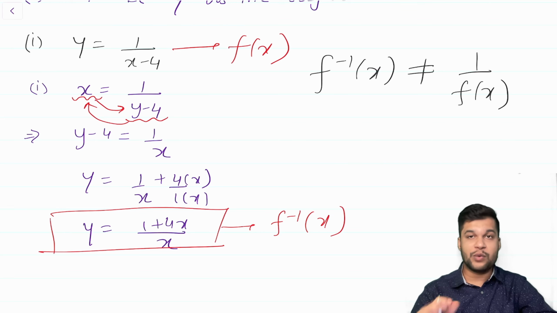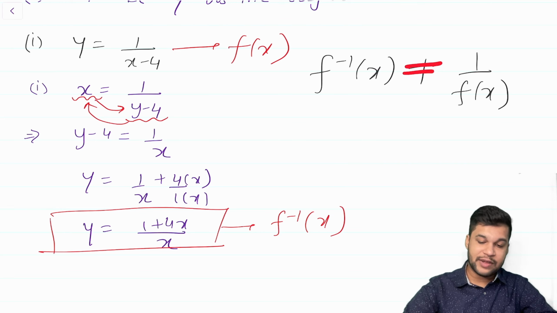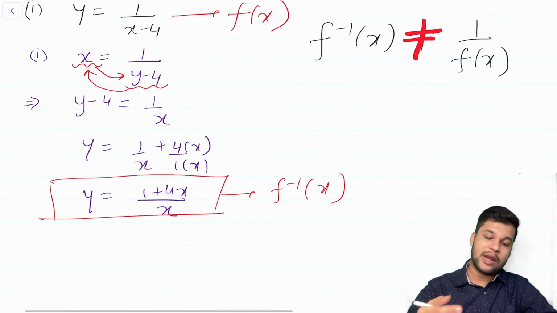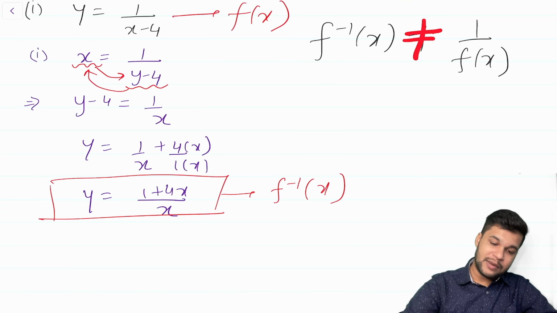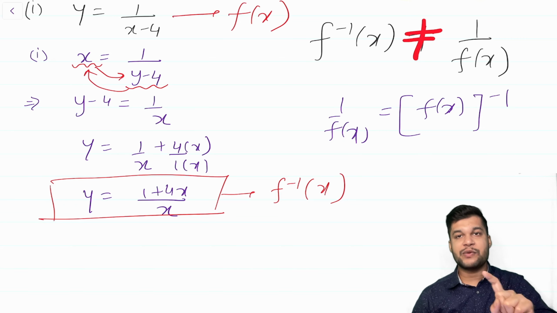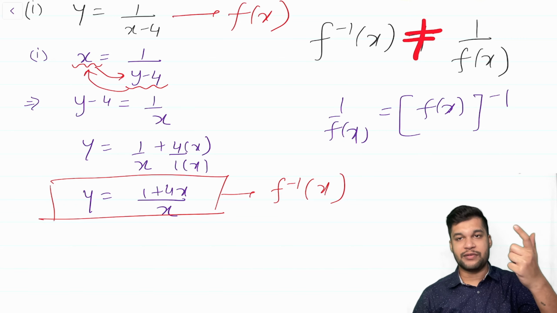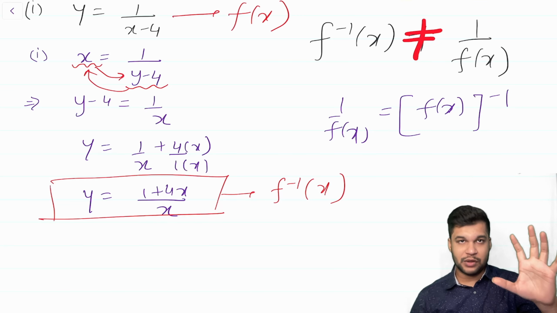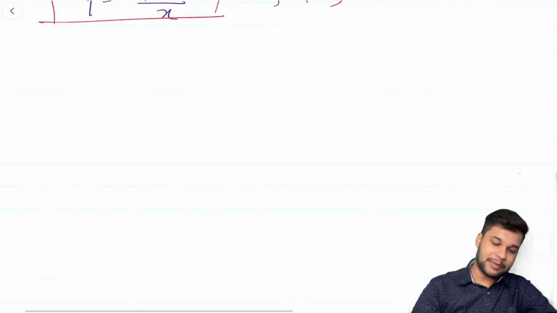It is not equal to 1 upon f(x). Guys, this is very, very important. Please remember, f power minus 1 of x doesn't mean it is 1 upon f(x). It is an inverse function. Okay, so what is 1 upon f(x)? Always remember, 1 upon f(x) is f(x) whole power minus 1. This is 1 upon f(x), not the one which is above, right? So I hope you will remember this and you won't make this silly mistake. Okay, now I'm going to give you one more example.